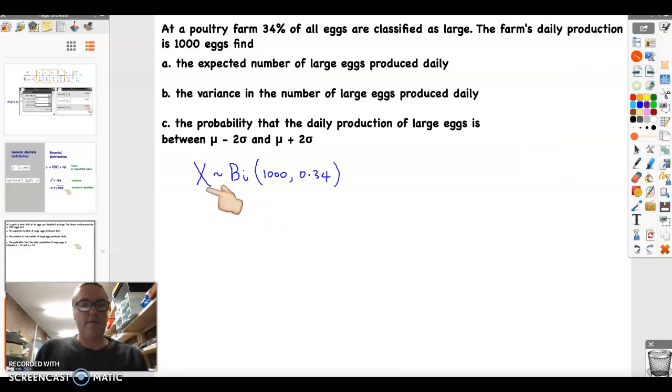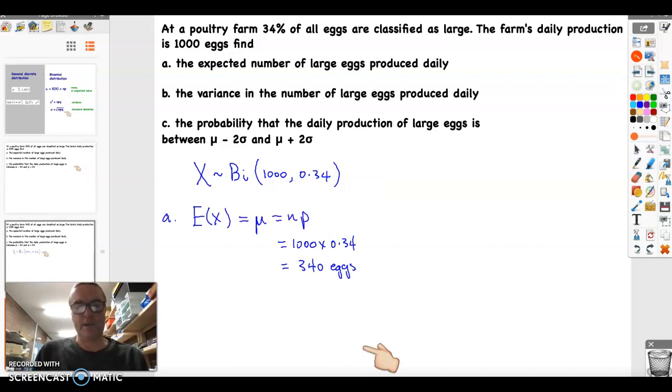First of all, I've defined the variable as being x, calling it a binomial variable, using the value of n and the value of p to fully define that binomial distribution, and we'll calculate the expected number of large eggs. Using our formula, the mean or expected number is n times p, so using those values of n and p, we find that we expect 340 large eggs to be classified, or more accurately, on average, daily we would produce 340 large eggs.